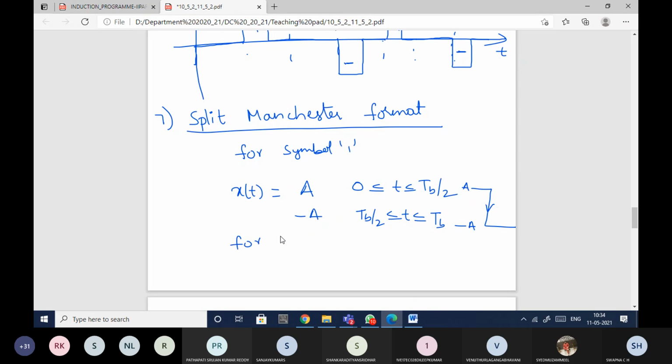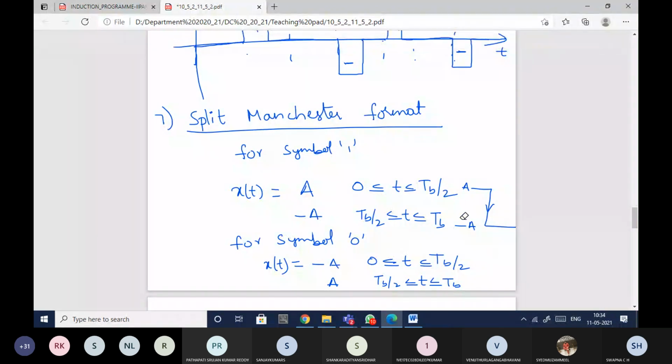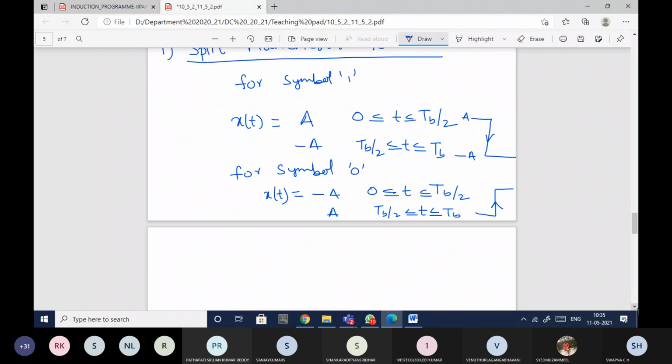For symbol 0, x of t will be equal to the reverse of this: minus A from 0 to Tb by 2, and plus A from Tb by 2 to Tb. If you just recall your digital electronics, we'll call this a falling pulse, and this is a rising pulse. Minus A to plus A. This is the split Manchester encoding.